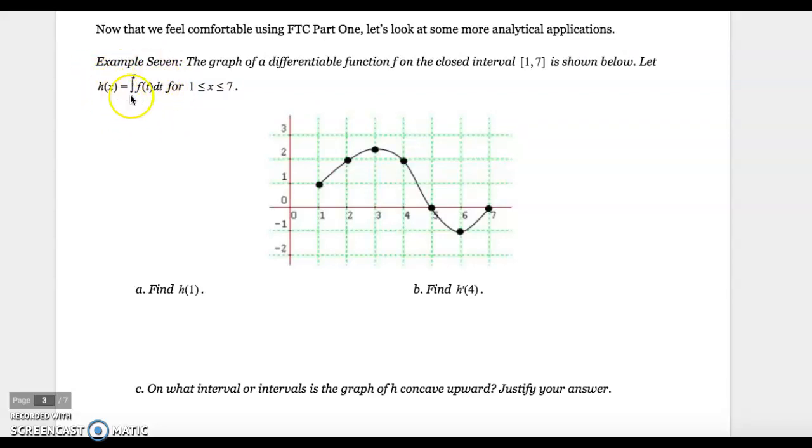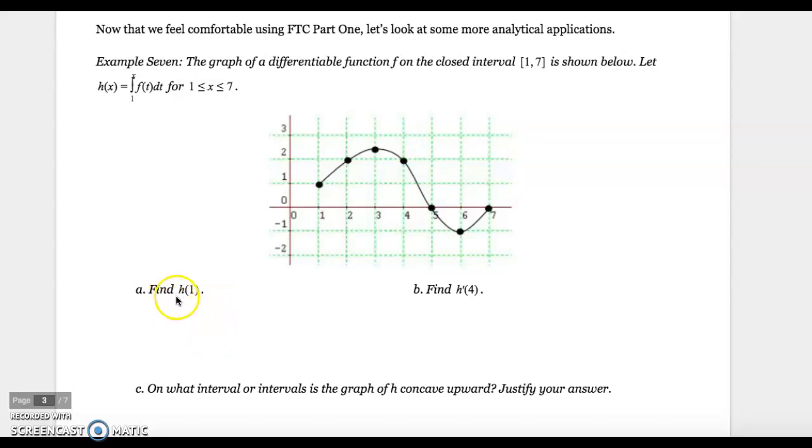So h of x is an integral, and this is a very common problem that appears in calculus. So we have this graph. This graph is of f itself, and so h of x is the integral of this function f, so it'll be the area under this curve, or between this curve and the x-axis. So let's go ahead and start with part A.